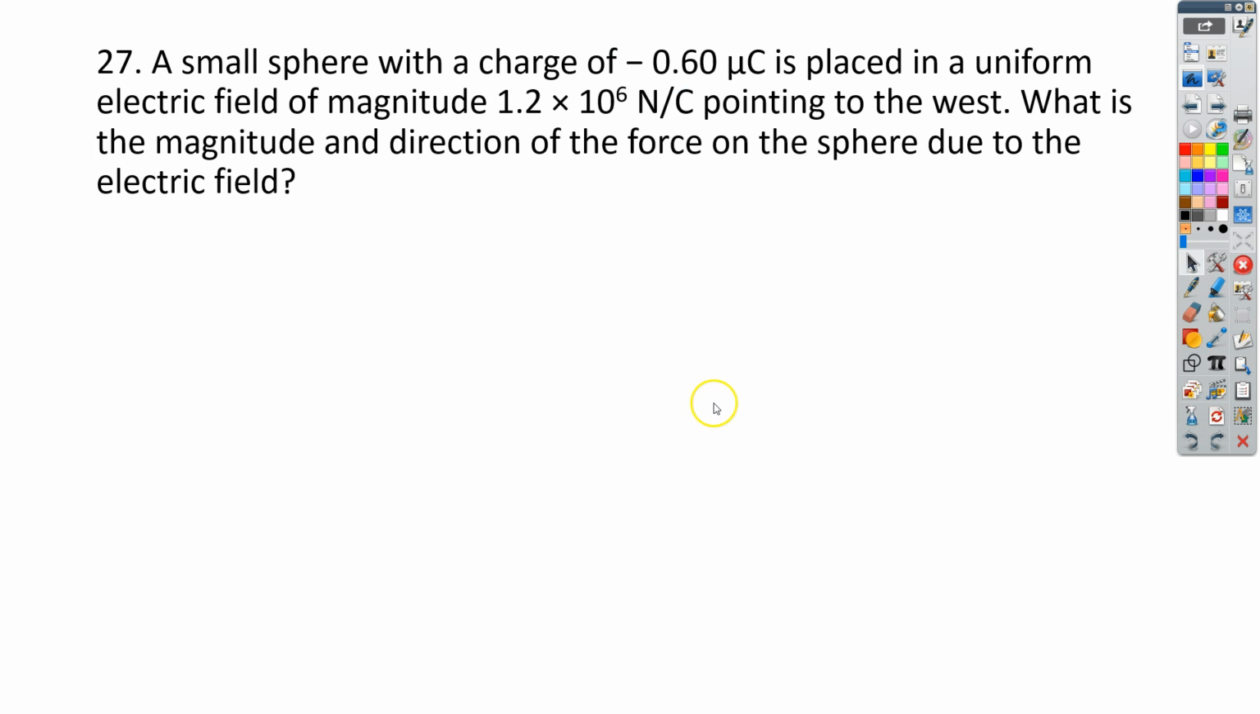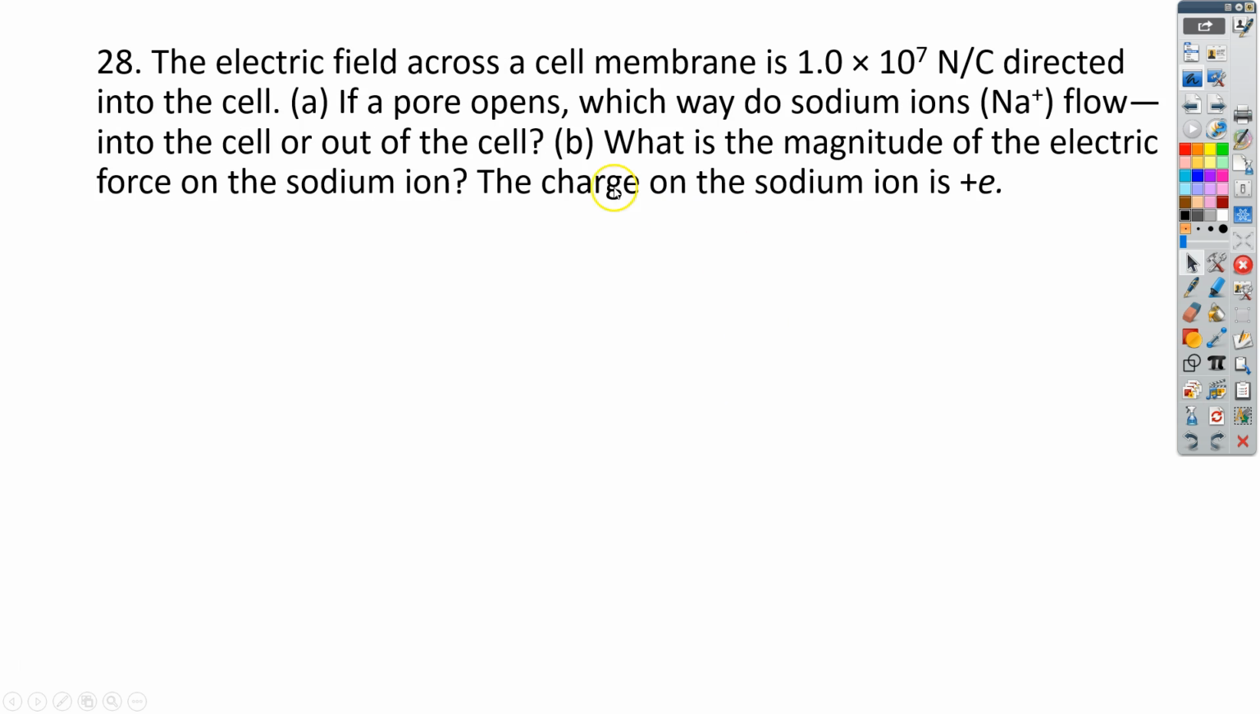Let's go ahead and take a look at the next one, which is number 28. The electric field across a cell membrane is 1 times 10 to the 7th. It's directed into the cell. So if a pore opens, which way do the sodium ions flow, into or out of the cell? And then they want to know what is the magnitude of the electric force on a sodium ion. And they tell us that the sodium ion charge is positive e.